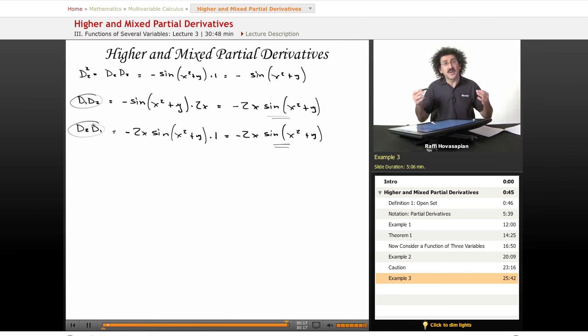So mixed partial derivatives of higher order are the same for functions of several variables, so the order doesn't matter, provided that all of the particular variables with respect to which you're differentiating are there. So 2, 3, 1, 3, 2, 1, 1, 2, 3, 1, 3, 2, all of those will actually end up being equal. And I personally think that's absolutely extraordinary.